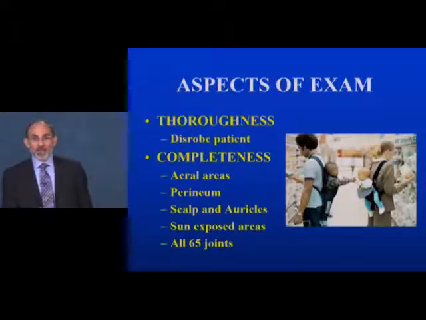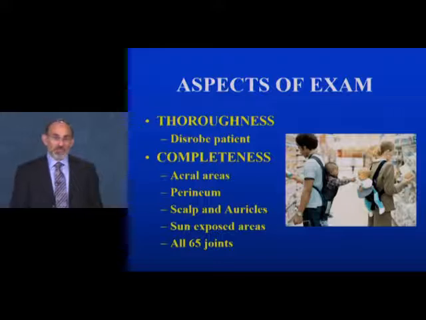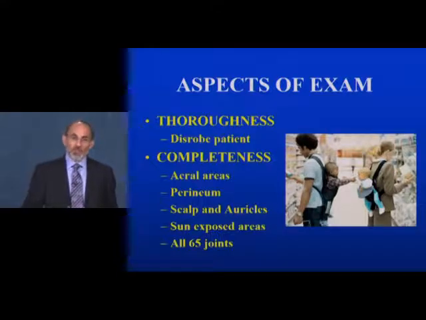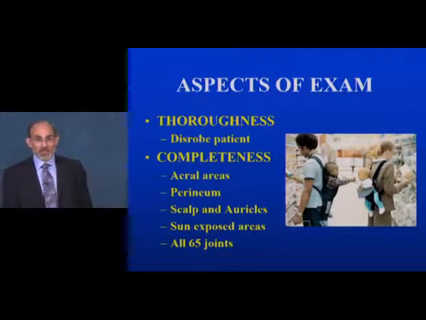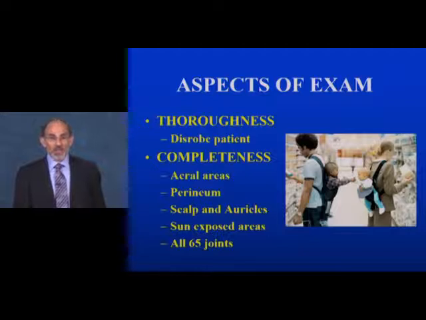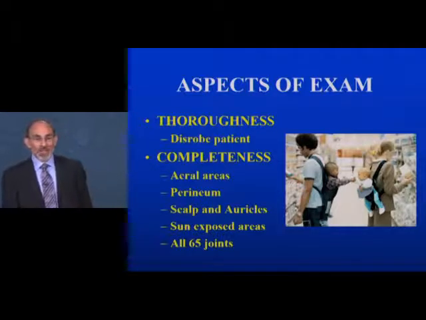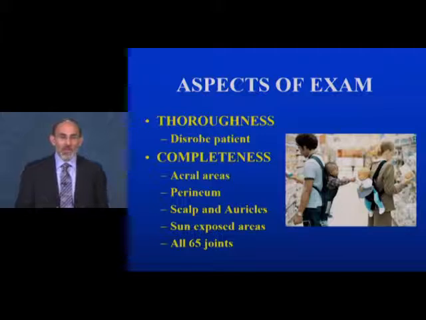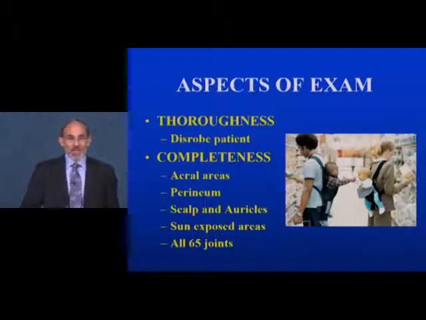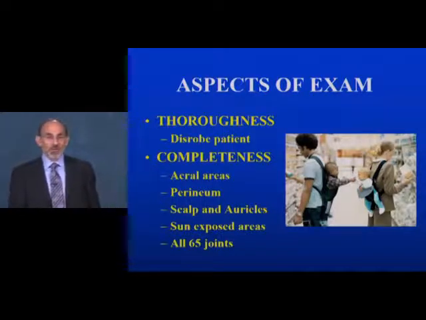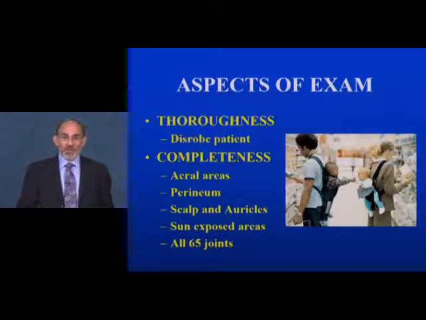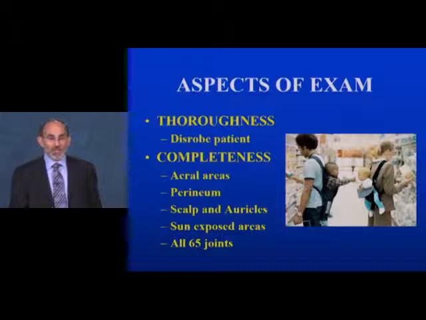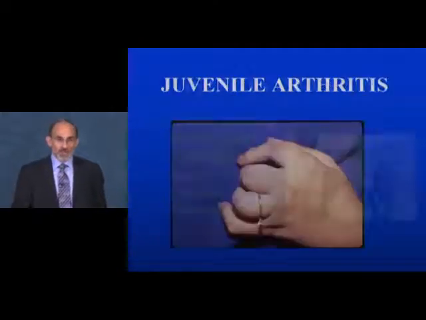When one does the exam, of course, one has to be thorough, so we have to say again and again to disrobe the patient, even though people are uncomfortable, both the patient and the doctor. And one has to be complete and look at areas that one tends not to look, hence the reason for disrobing. Acral areas, the hands and feet, nail bed capillaries, for example, which we'll talk about later. The perineum one has to look at carefully because all sorts of rashes can occur in rheumatologic diseases. The scalp and the ears, sun-exposed areas, and last and certainly not least, all 65 joints.